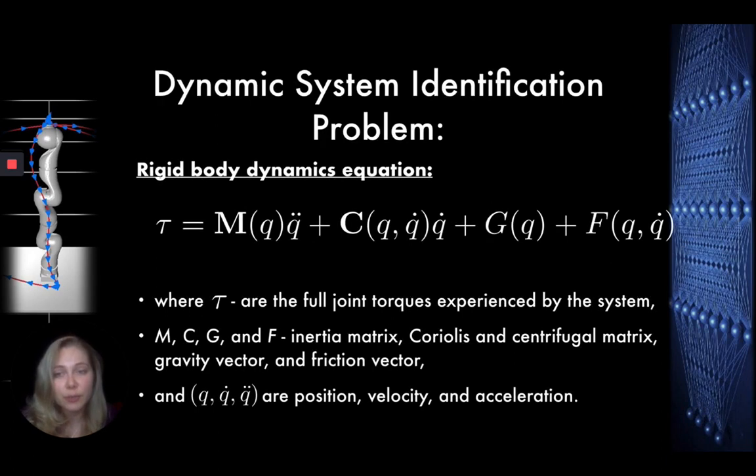So first, a little bit of theory. This is the rigid body dynamic equation. Tau is the full joint torques as experienced and measured by the system. M, C, G, and F are correspondingly the inertia matrix, Coriolis and centrifugal matrix, gravity vector and friction vector. And q, q dot, and q double dot are position, velocity, and acceleration.